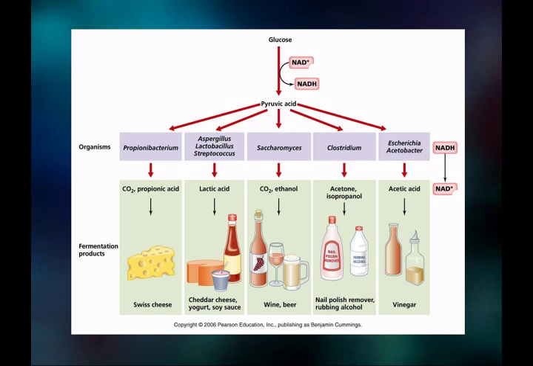Live and active cultures and things such as yogurt, sour cream, cottage cheese, soy sauce, cheddar cheese, again, they produce lactic acid. Saccharomyces or yeast, that's the technical name. Again, alcoholic fermentation, making ethanol and carbon dioxide so that we can get things like wine and beer. Clostridium is the one that is responsible for making acetone and isopropanol, giving us our nail polish remover and our rubbing alcohol. And then we have our E. coli, our Escherichia, and our Acetobacter, making byproducts of acetic acid, giving us our vinegar.